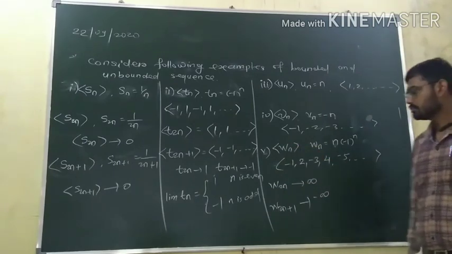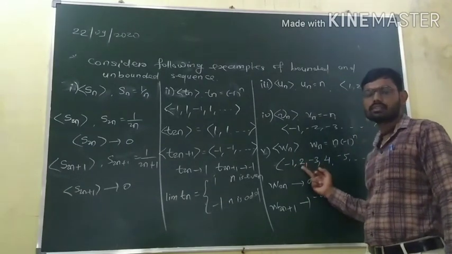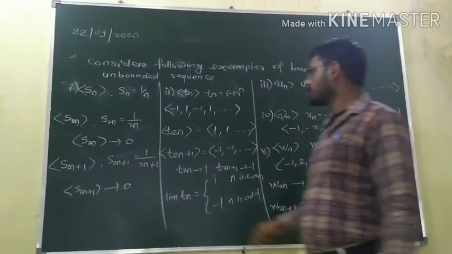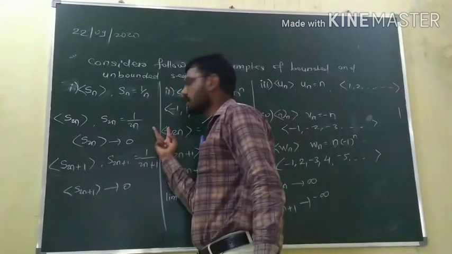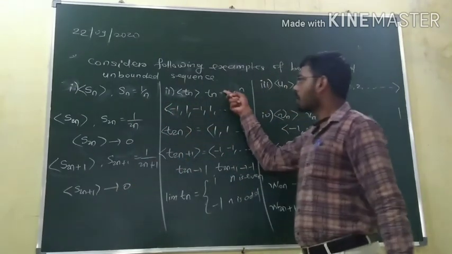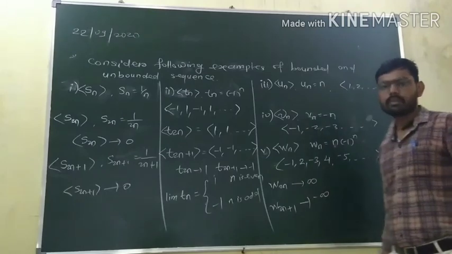Okay. And this sequence is also not bounded. It is also an unbounded sequence. So these three are unbounded sequences. These two are bounded sequences. But this one is bounded and convergent. This one is bounded and divergent. Here the unbounded sequences must be divergent.